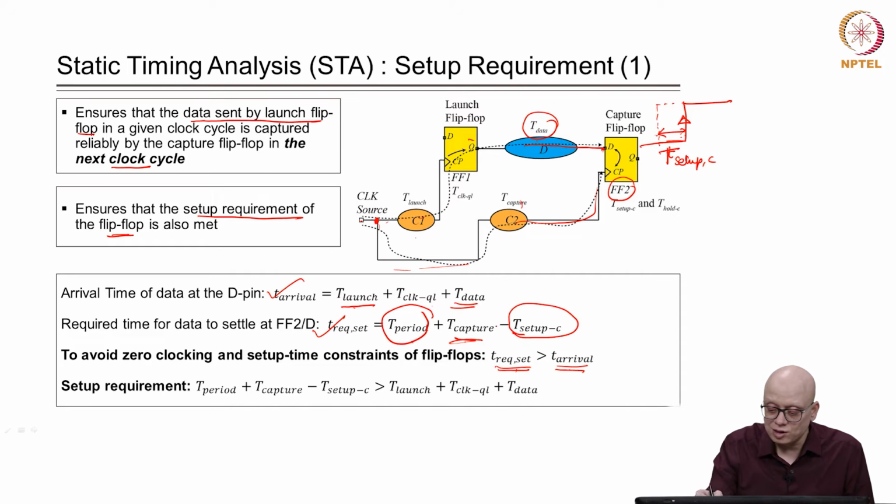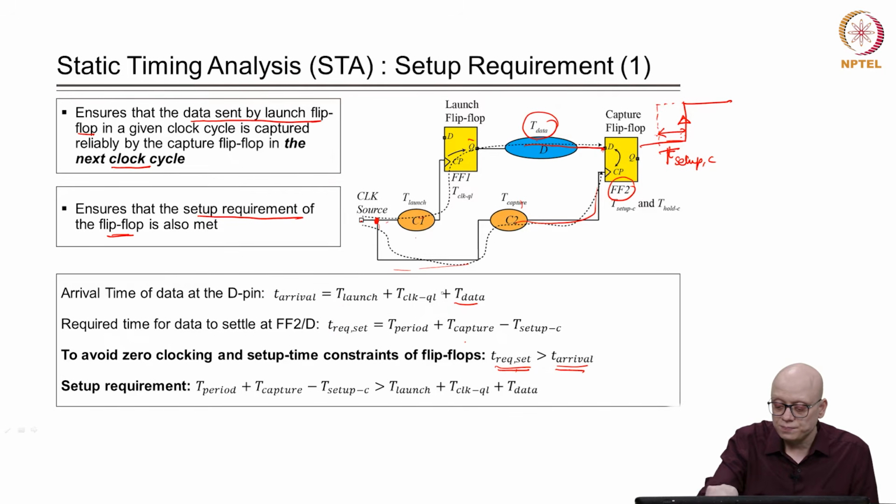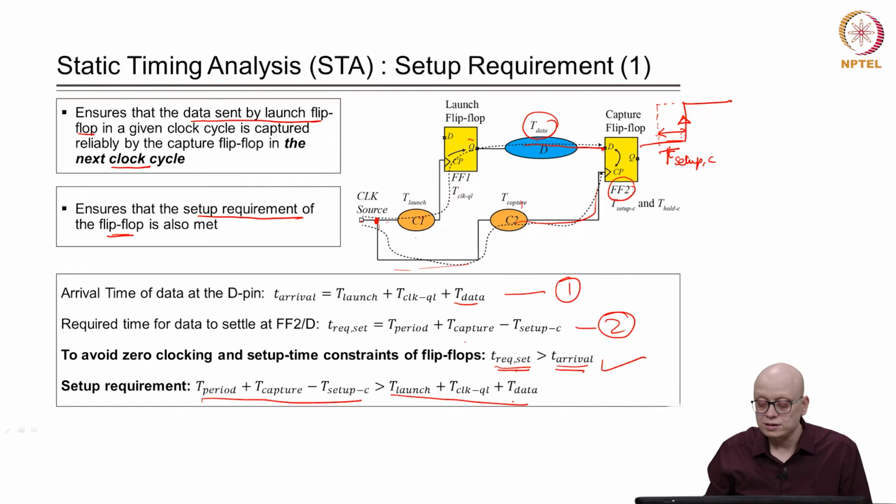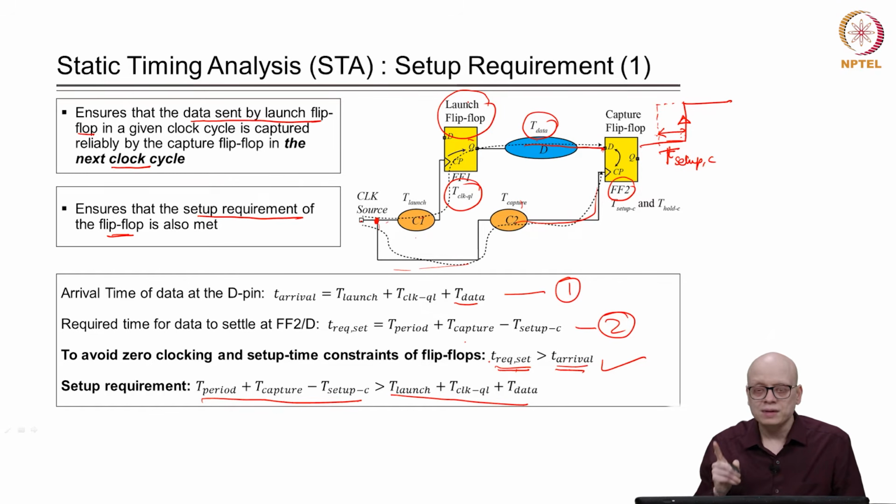So, we can now put this equation and this equation in this inequation, and we get this expression. So, T period plus T capture minus T setup, that is T required, should be greater than T launch plus T clock to Q delay plus T data. Okay. Note that clock to Q delay is considered for the launch flip flop, not for the capture flip flop.